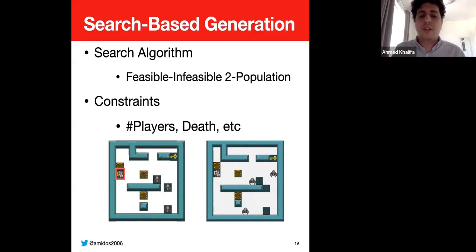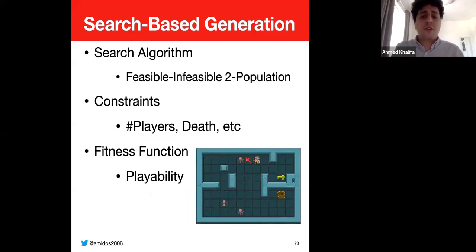So it removes any levels that don't have a player, because you can't play the level if you don't have a player. Also, it removes all the levels where the player can die in the first few frames, because they are not accessible for humans. If you can die in the first 1 or 2 frames, that's not accessible. And for our fitness, it was just something simple, which is: is the level playable or not? And if it's playable, how long does it take to finish the level? Because we also didn't want to generate very easy levels.